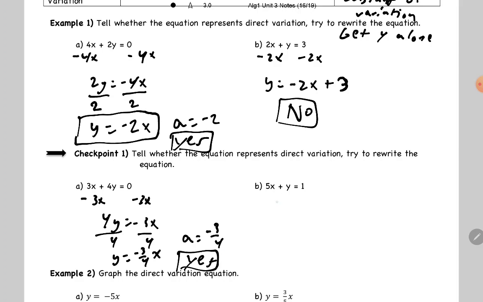Here, I'm going to subtract 5x over and get negative 5x plus 1. And just like the reasoning from before, no. You can't add or subtract anything at the end. You can't have anything else there. It has to be y equals a times x, and a can be any number except for 0.